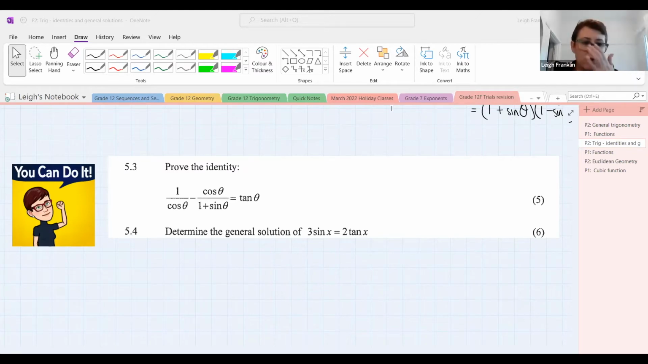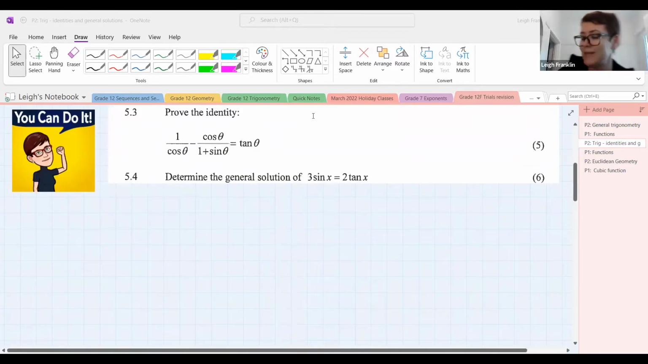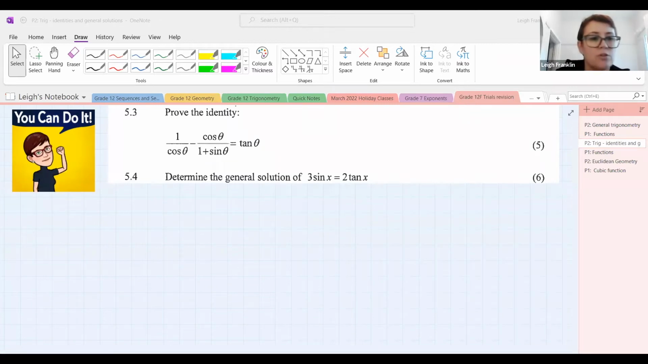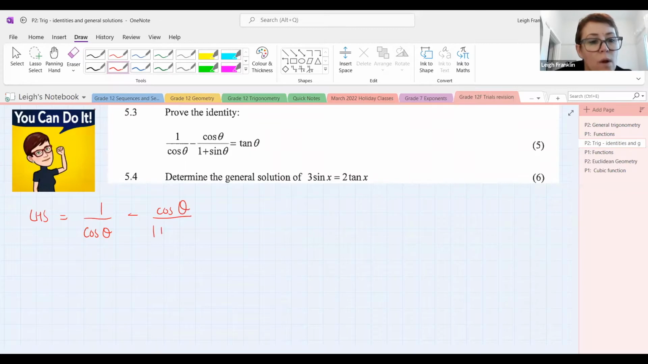So when you write it down, when you start the process of solving your identity or proving your identity, you're always going to start off by writing left-hand side equals or right-hand side equals. So let's do that. So 1 over cos theta minus cos theta over 1 plus sine theta.